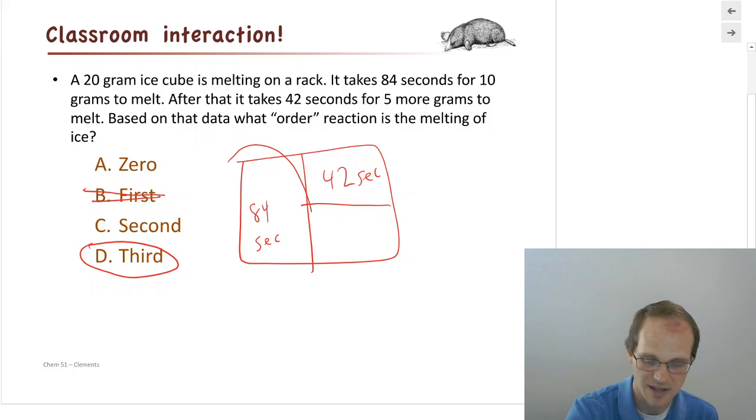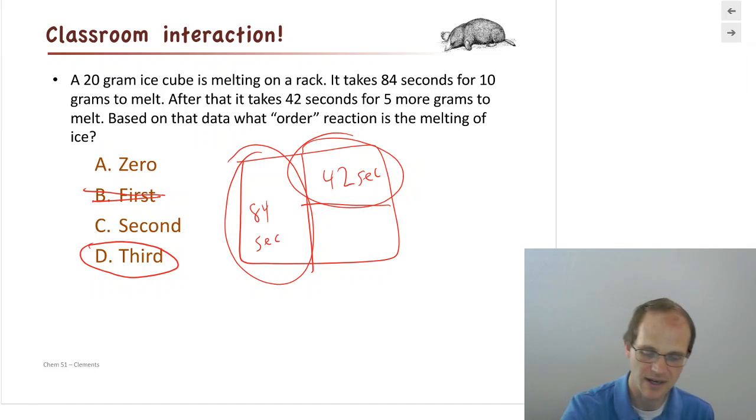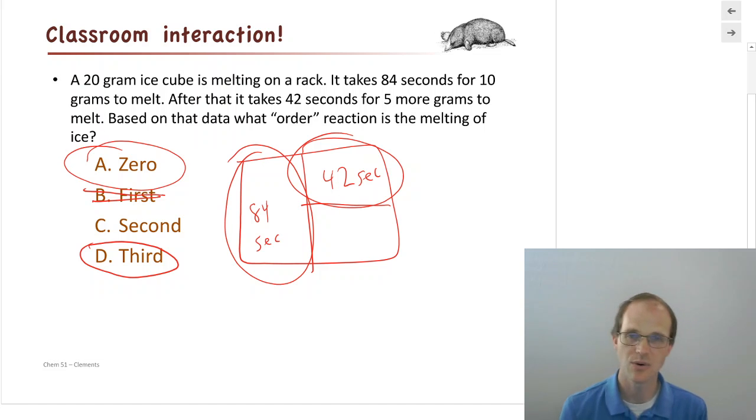Whereas the second order, the more we have, the less time it takes. So when we had a lot, it took 84 seconds. When we had less, it took 42 seconds. And so if I were to guess, and I were a betting man, I'd go ahead and bet on 0 order. When we had more, it took longer. When we had 1,000,000 pounds of chocolate at 100 pounds an hour, it took longer to get half than when we had 100 pounds of chocolate in 100 pounds an hour.